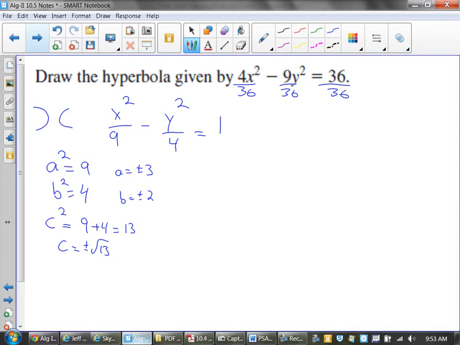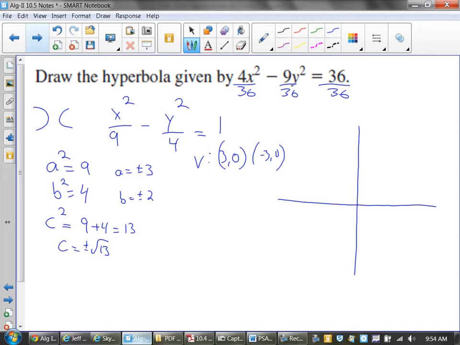So here we go. All we have to do is draw up a grid. I know that my vertex is going to be at 3, 0, and negative 3, 0. Couldn't you just put plus or minus 3, 0? No, I don't want you to get in the habit of doing that. We talked about this last week.